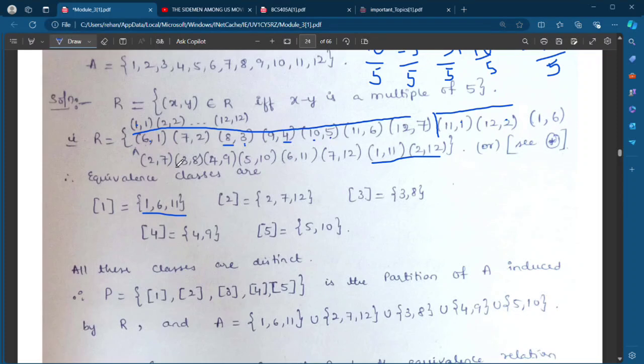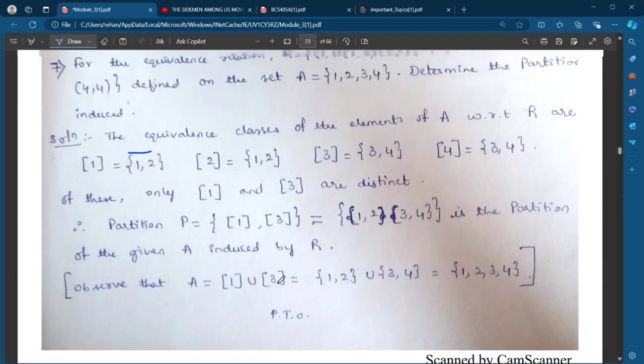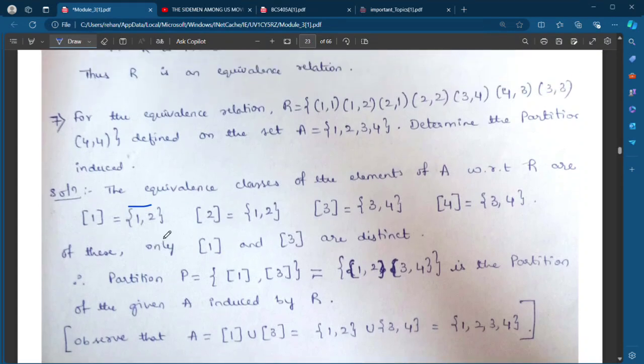Equivalence classes we wrote out. All these classes are distinct. If I start taking from 6, see here you can observe that from here till here any number has not repeated. So 1, 2, 3, 4, 5, 6, 7, 8, 9, 10, everything has been considered. If I try to find for 6, 7 and 10, the repeated numbers will appear. All the classes are distinct, thus this is the partition of A induced.